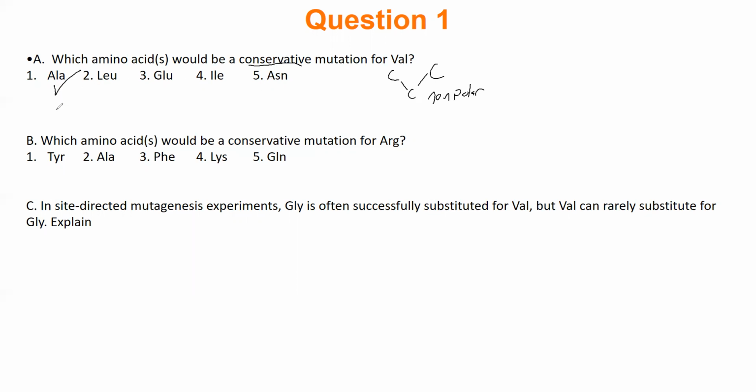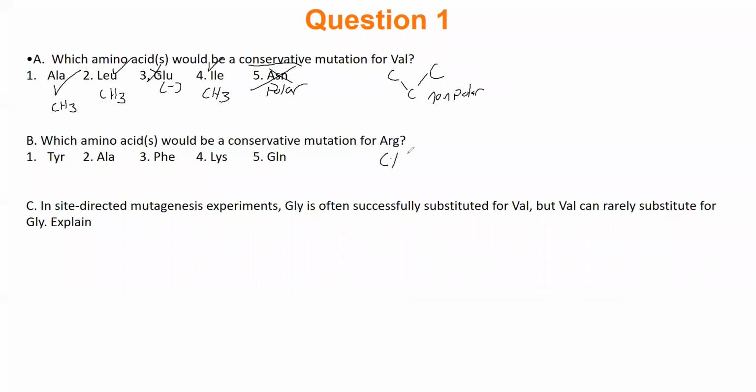Alanine is just a CH3 side chain. Leucine, a bunch of CH3s. Glutamic acid is negatively charged, so that's not a good substitution. That's not conservative. Isoleucine, a bunch of CH3s, so that's good. Asparagine, polar, so that's not a good substitution. So to be conservative for valine, which is nonpolar, you have to mutate it to a nonpolar amino acid. So alanine, leucine, and isoleucine would all be good choices.